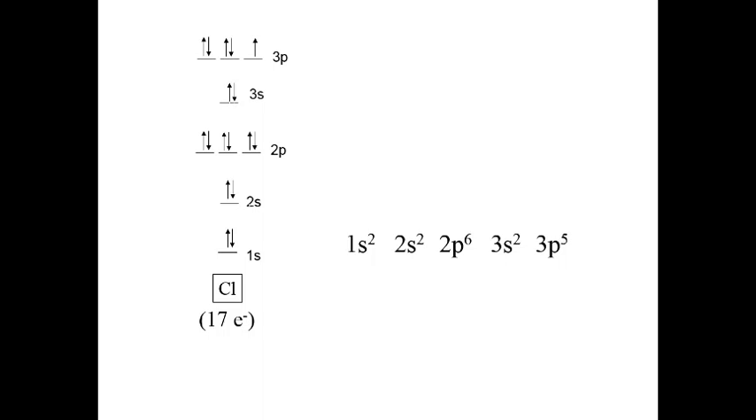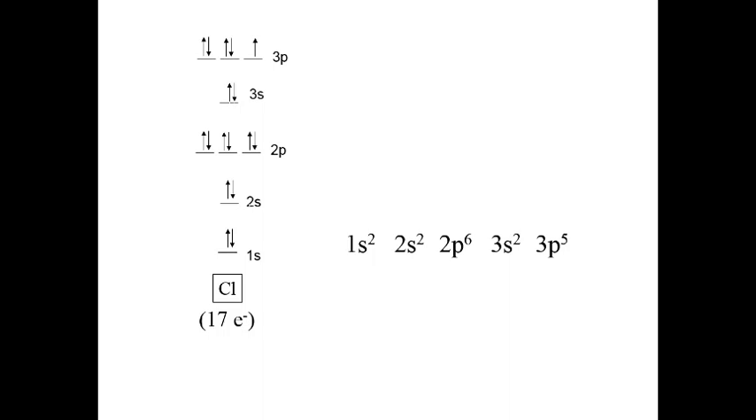We start with our energy level diagram and go up as far as 3p. For our example, we'll use chlorine. Chlorine is element number 17 on the periodic table, so we need to put 17 electrons into our diagram. We can also write the electron configuration of chlorine: 1s2, 2s2, 2p6, 3s2, 3p5.